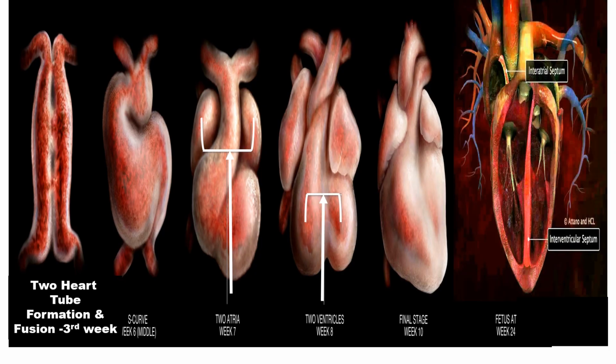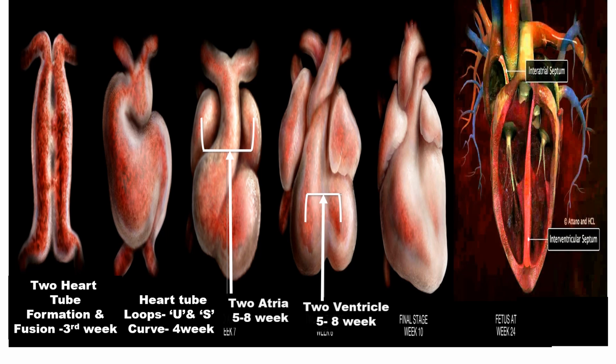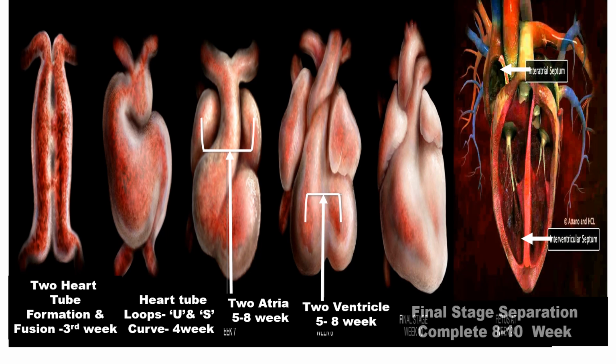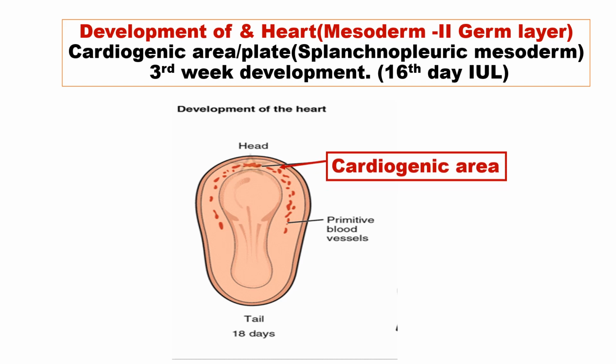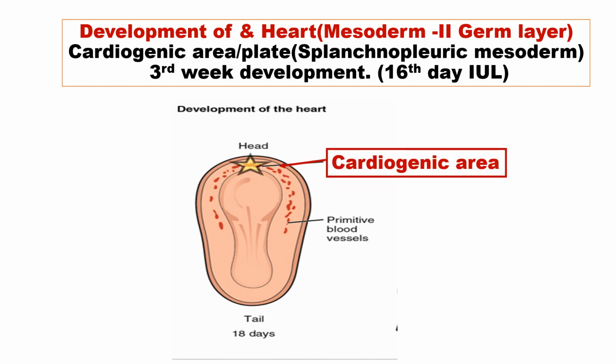The two heart tubes' formation and fusion occurs by the third to fourth week. The heart tube forms a loop that is initially U-shaped, later followed by an S-shaped curve, which occurs around the fourth week of intrauterine life. Formation and separation of the two atria and ventricles start around the 5th to 8th week, and it is completed by the 8th to 10th week, that is the intra-atrial septum and intraventricular septum. The heart tube develops from the second germ cell layer, the mesoderm.